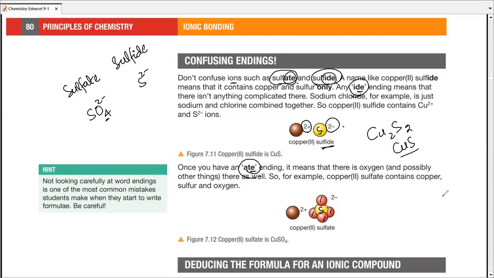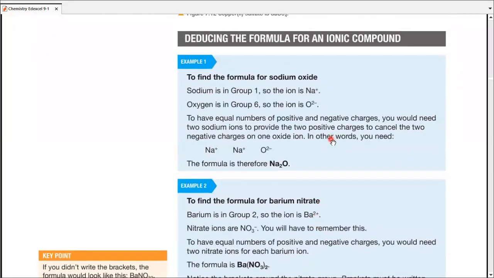Apart from the fact that we simplify the numbers, this is another piece of information that the student must remember. So memorize this. IDE at the end, the suffix meaning the last part of the name, means probably a single atom. ATE means a group ion. It will have multiple atoms, right? So let's move forward and deduce the formula for an ionic compound.